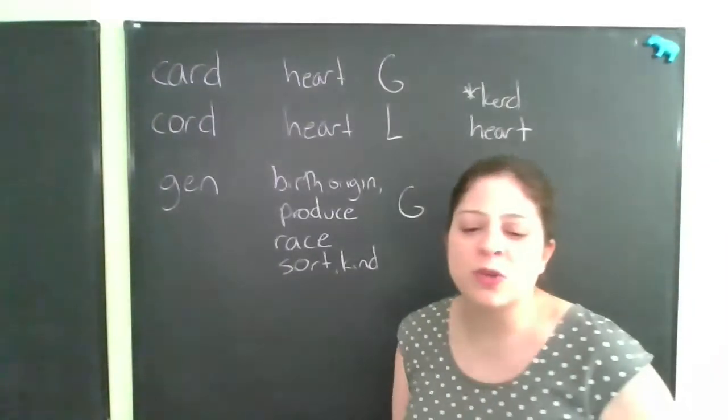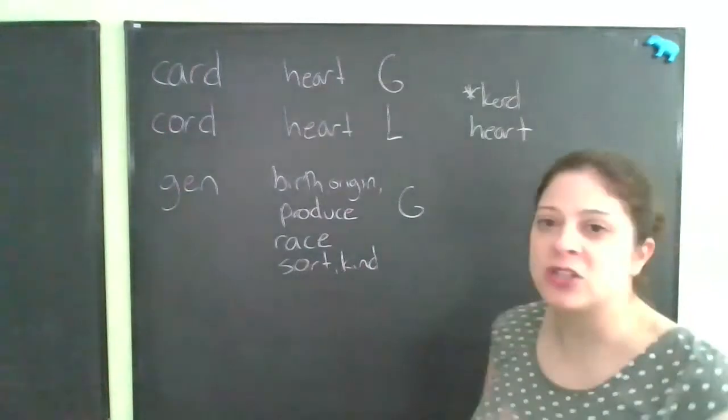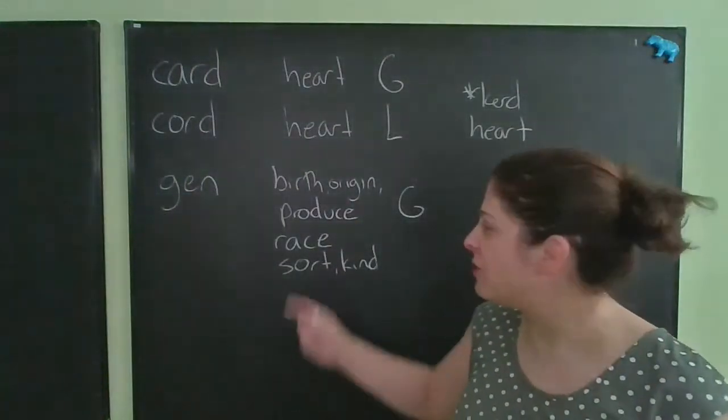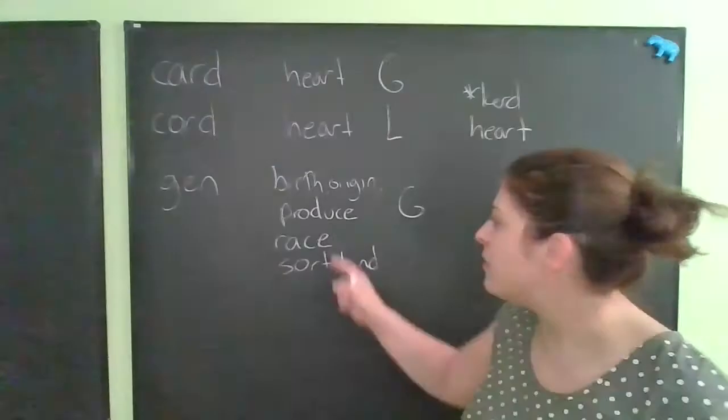And so we see this in words like genus. Genus is a kind of something. We see it in congenital. Congenital, like a congenital defect, is something you're born with. We see it in antigen, right, producing antibodies. Or genocide, which is the murder of a race of people.